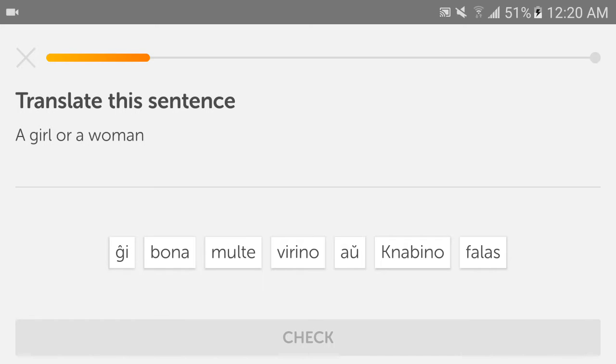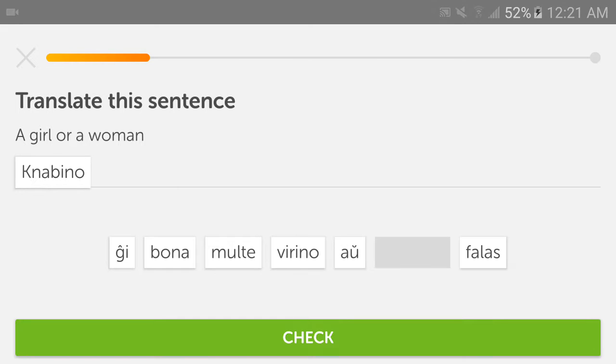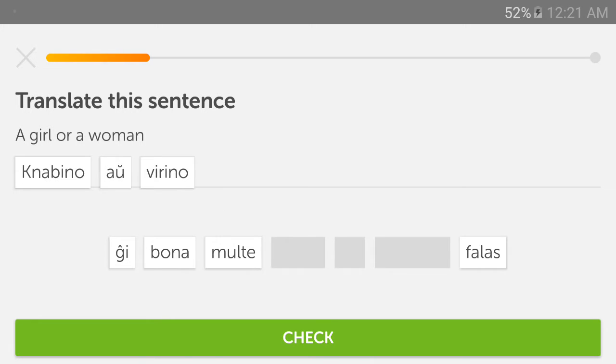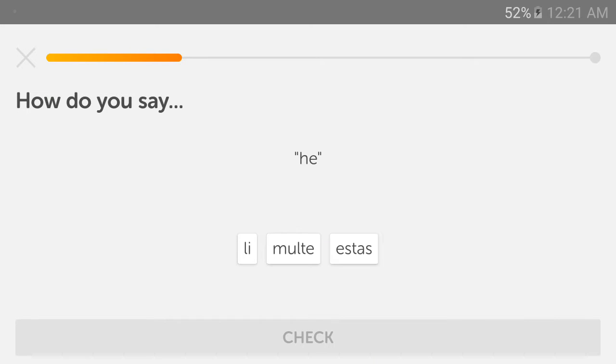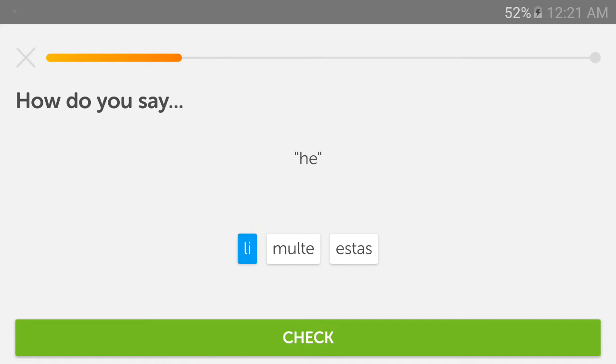But we know there is a difference between a woman and a girl, obviously. Knabo is a boy, so knabino is a girl. Since there is no a, we skip that. We say knabino, aŭ, that's or in Esperanto, aŭ virino. And you say Esperanto as if you have an Italian accent. Like, Mamma mia, that's a spicy meatball. So knabino aŭ virino. 4 in a row. Mi komprenas Esperanton. Kaj vi? How do you say he? You say he in Esperanto as li. 5 in a row, we're doing good.